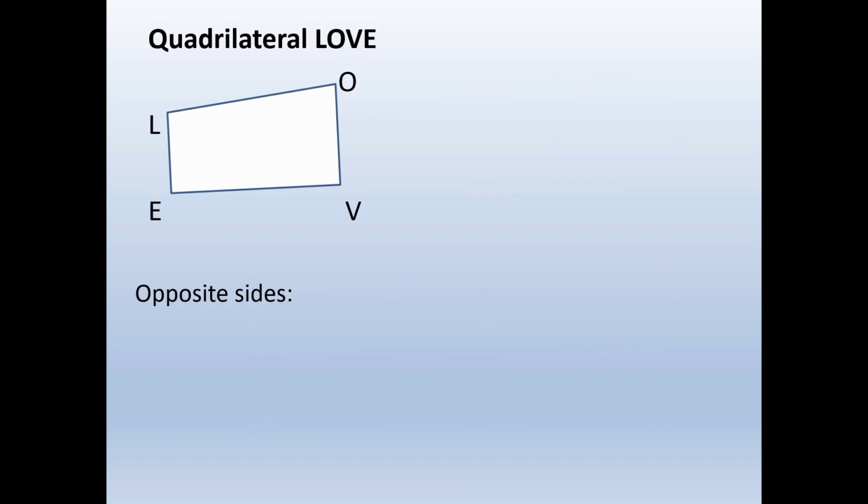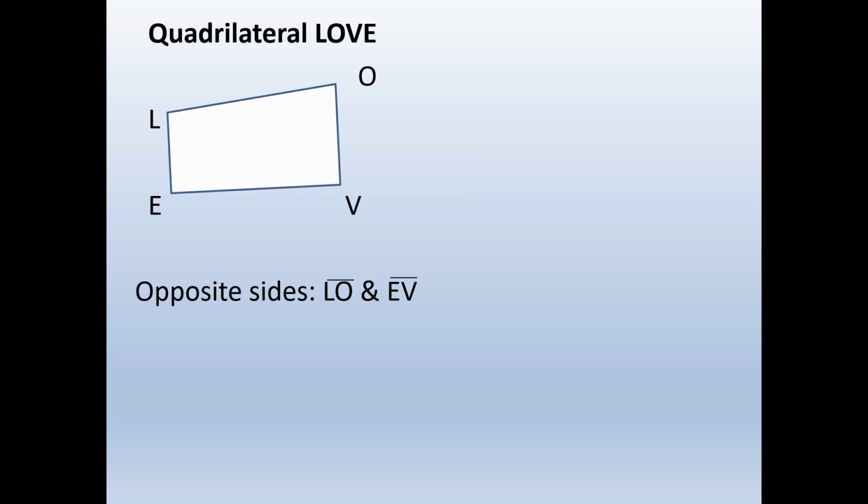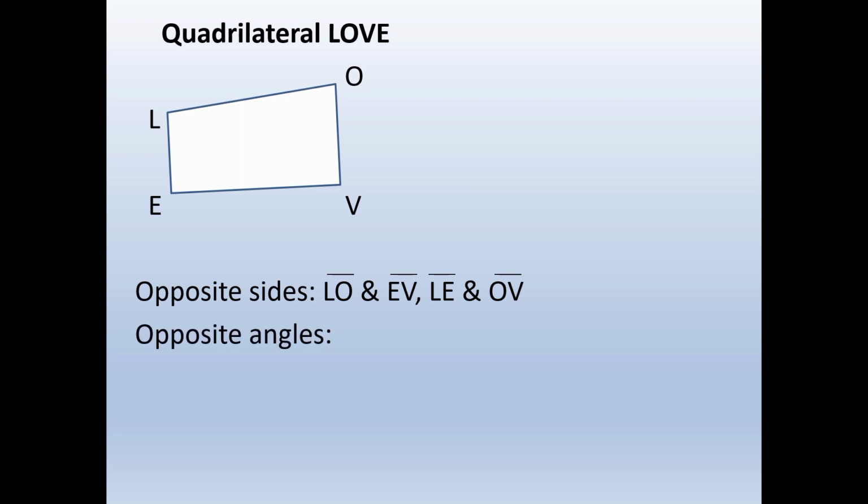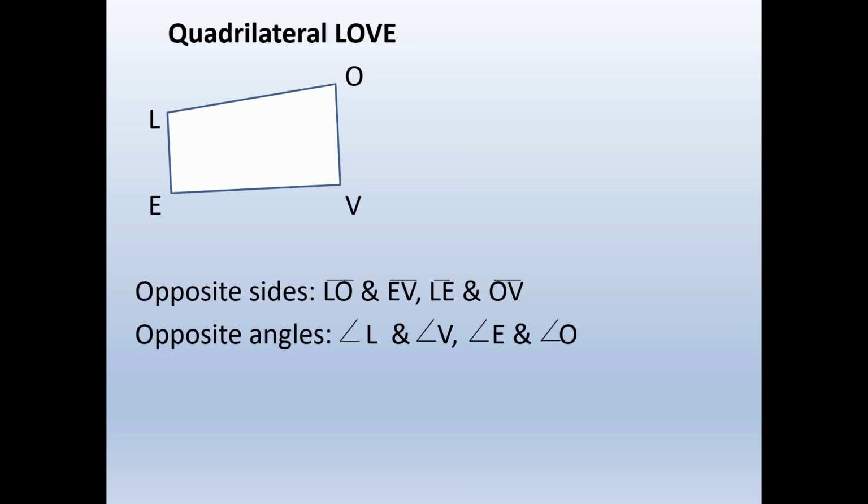Can you identify the opposite sides of this quadrilateral? Let's try. So we have sides OL and EV, and sides LE and OV. How many pairs of opposite sides do we have? We have two pairs of opposite sides. Now let's have opposite angles. How many pairs of opposite angles do we have? Can you name them? We have angle L and angle V, angle E and angle O. So we have two pairs of opposite angles.